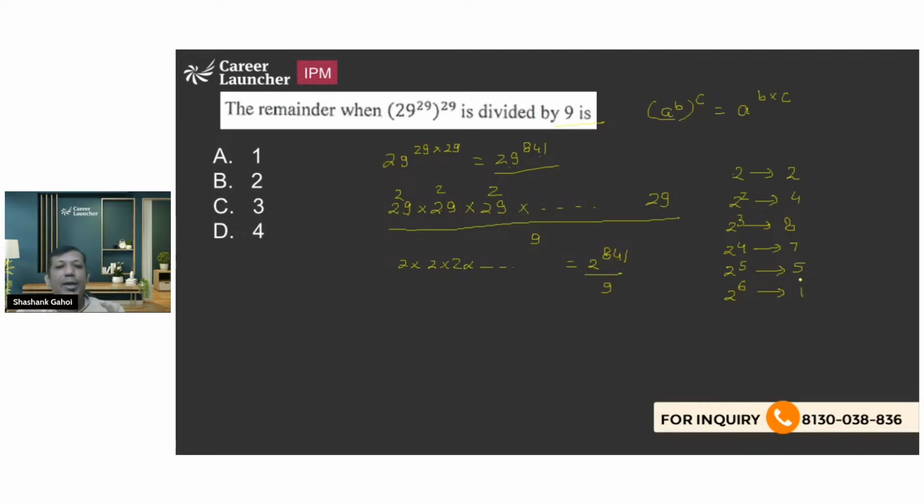सो हमको रिमाइंडर निकालते रहना है. कहां तक? जब तक रिमाइंडर 1 ना आ जाए. ठीक है, मुझे ये पता है 2 power 6 पर रिमाइंडर आ रहा है 1. अब मुझे 2 power 841 को हमें इस हिसाब से लिखना है कि 2 power 6 के फॉर्म में लिख लें. तो बेसिकली क्या कर सकते हैं, 2 power 841 can actually be written as 2 power 6 power 140 into 2 power 1. 2 power 6 को 9 से डिवाइड किया, रिमाइंडर क्या आया 1. 1 power 140 into 2. And this is the final remainder, and that remainder comes out to be 2. So answer will be this.